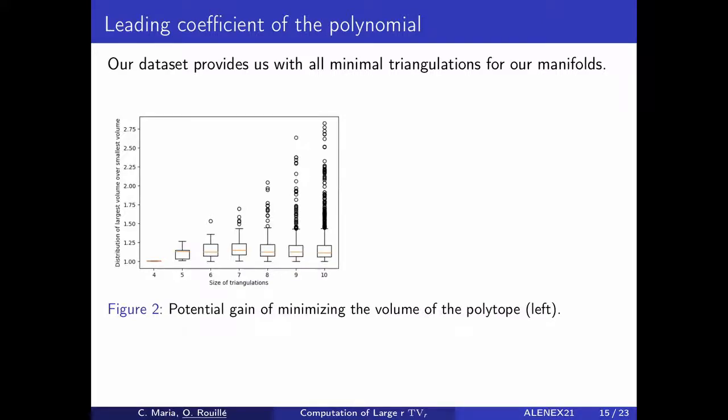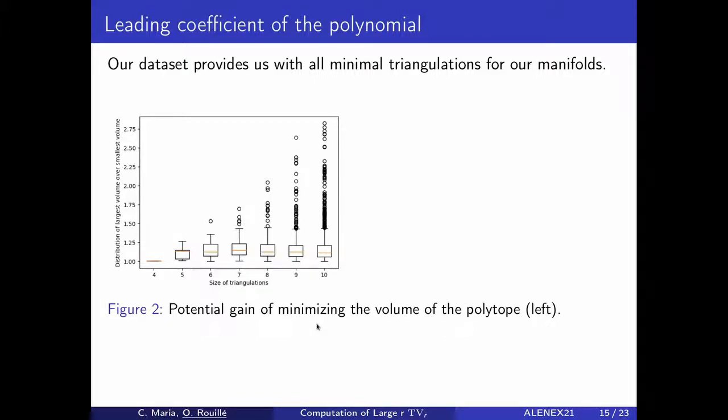And the first question we asked ourselves was how much can we gain by minimizing this coefficient? So this graph gives, depending on the size of the triangulation, the distribution of the potential gain. For instance, here with the manifold that admits 6 tetrahedra triangulations, there is one of them that can gain a factor 1.5 in the number of admissible colorings by minimizing this leading coefficient. This is not a lot, although with the size of the triangulation the potential gain increases, and computing the volume of the polytope can be done approximately very fast.